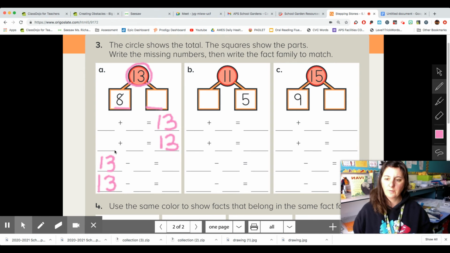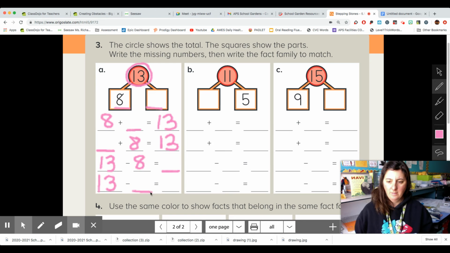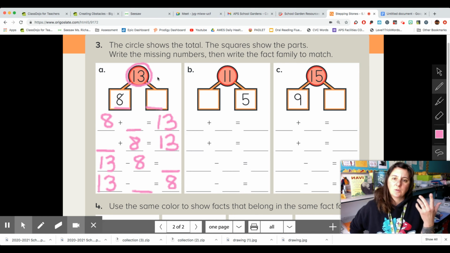And then we know that one of our parts is 8. So 8 plus something equals 13. And then use the turnaround fact, that's something plus 8 equals 13. And then for subtraction, 13 minus 8 equals that same missing number. 13 minus that missing number equals 8. So one way we can figure this out is we can count up. We could start at 8 and count up to 13. So 8, 9, 10, 11, 12, 13.